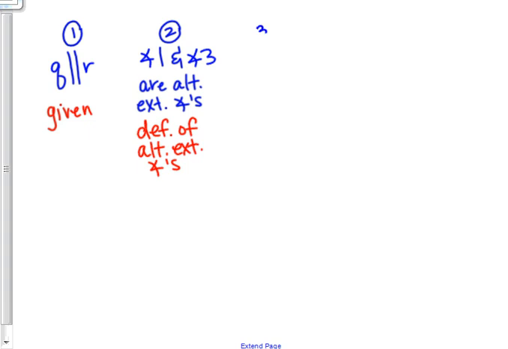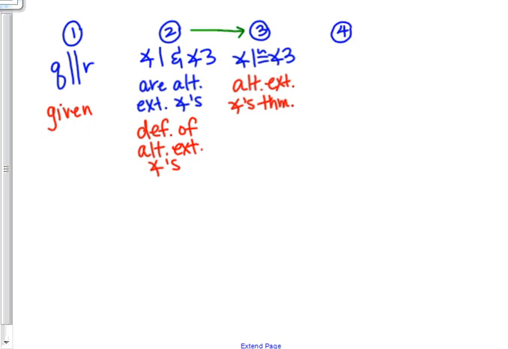Alright, so then step 3, because I know that they are alternate exterior angles, I know that they are congruent. So that's one of my theorems. So I know that angle 1 has to be congruent to angle 3. That reason is the alternate exterior angles theorem. And I can draw an arrow because I created an if-then statement.